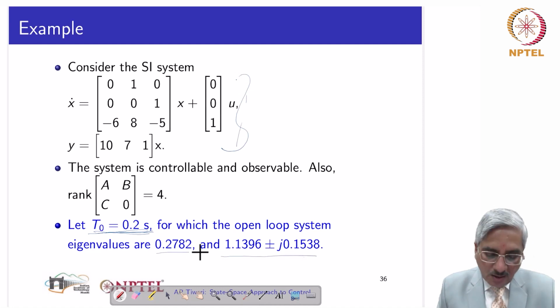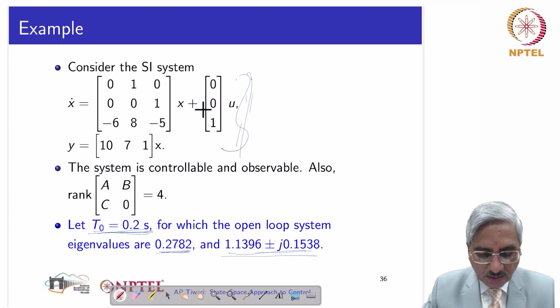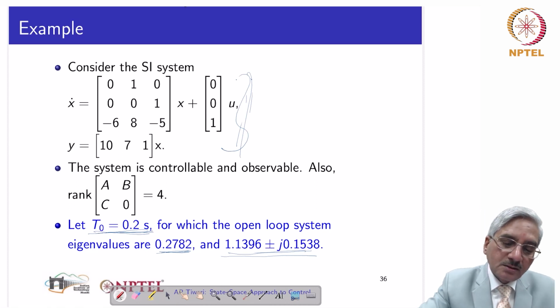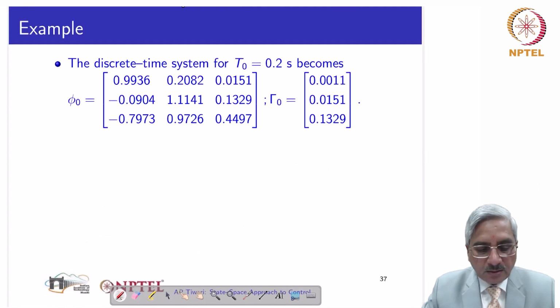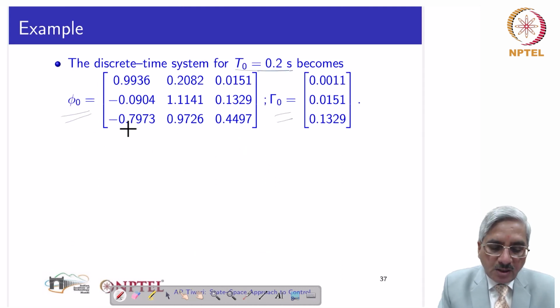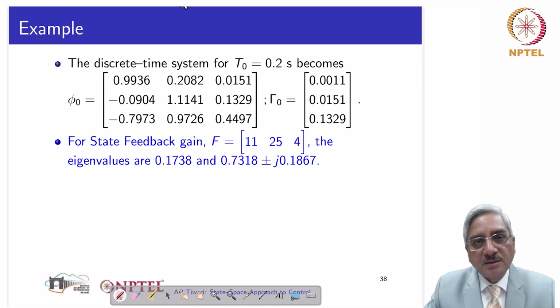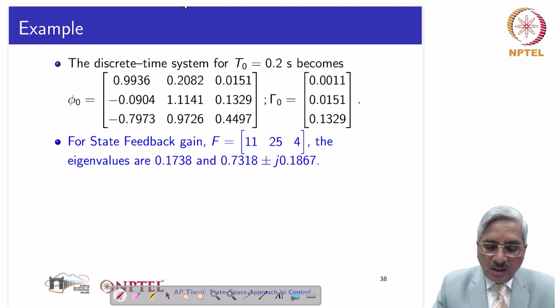So we choose T0 as 0.2, and for this one, the discretized system corresponding to this will have these eigenvalues. One is within the unit circle, but two are outside the unit circle, indicating that the discrete time system corresponding to this is unstable. Of course, the continuous time system will also be unstable, but we are discussing its discrete time counterpart. So for T0 equal to 0.2, we get this phi 0 and gamma 0, and the eigenvalues are of this phi 0.